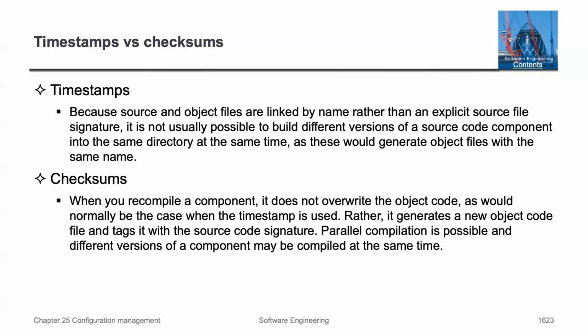Timestamps: because source code and object files are linked by names rather than an explicit source file signature, it's not usually possible to build different versions of a source code component in the same directory at the same time, as these would generate object files with the same name.